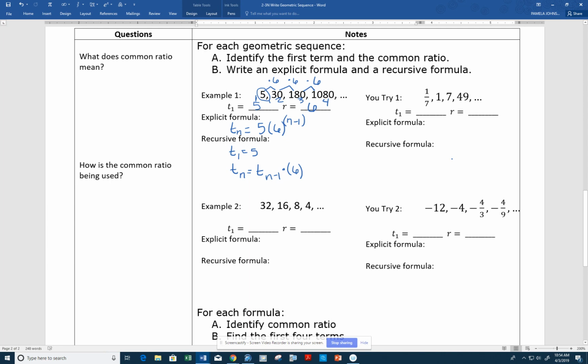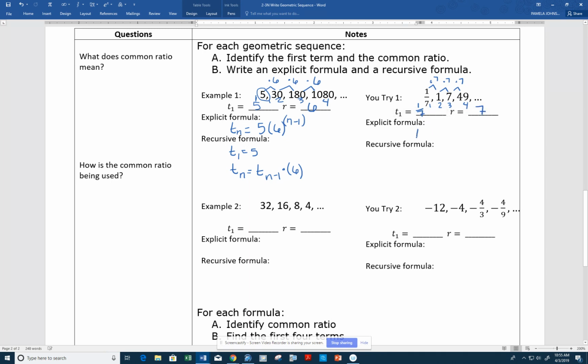All right, guys. Thanks for unpausing. And now let's check to see that you did the you try number 1 correctly. So if we look, where did my pen go? Here we go. 1/7 is term 1. 1 is term 2, 3, and 4. To get from 1/7 to 1, we multiplied by 7, then by 7 again, and then by 7 again. So our first term is 1 over 7. Our common ratio is 7.